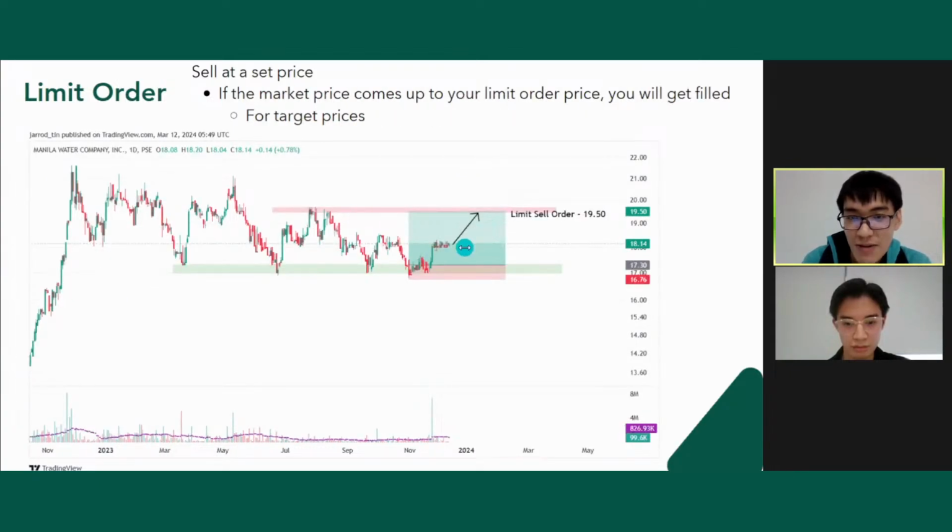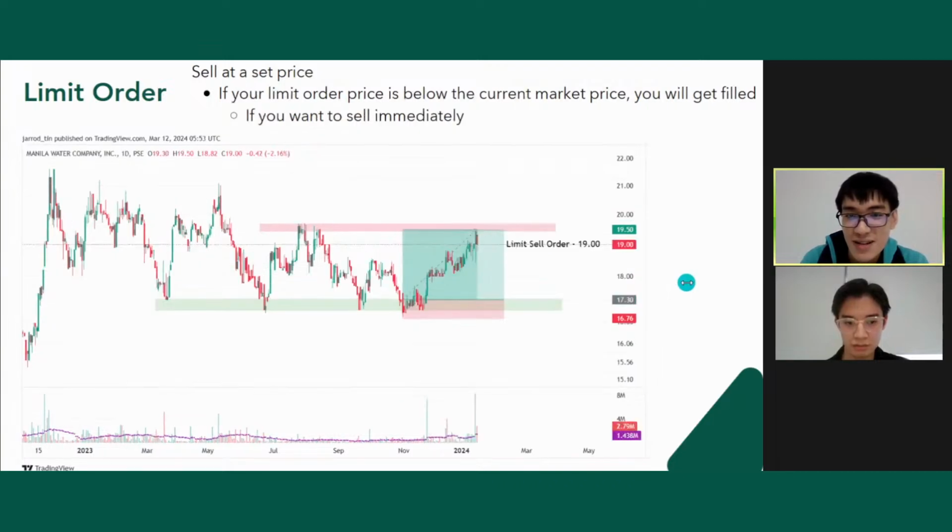So what will happen is, hintayin mo na lang yung price na tumaas until 19.5. Para when it hits 19.5, ma-fill ka na in your sell order. So basically, this is best if you already know what your target price is, then hintayin mo na lang na pumunta yung presyo dun, right? So that's your sell limit order.